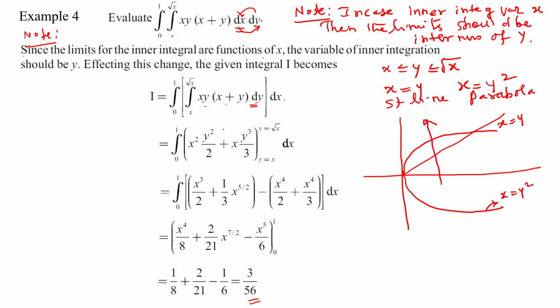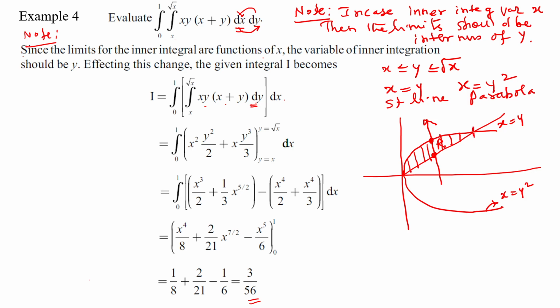So starting from x equal to y, that means the straight line, ending with the parabola. This is the region of the integration R. Okay, this is the way you have to identify it.